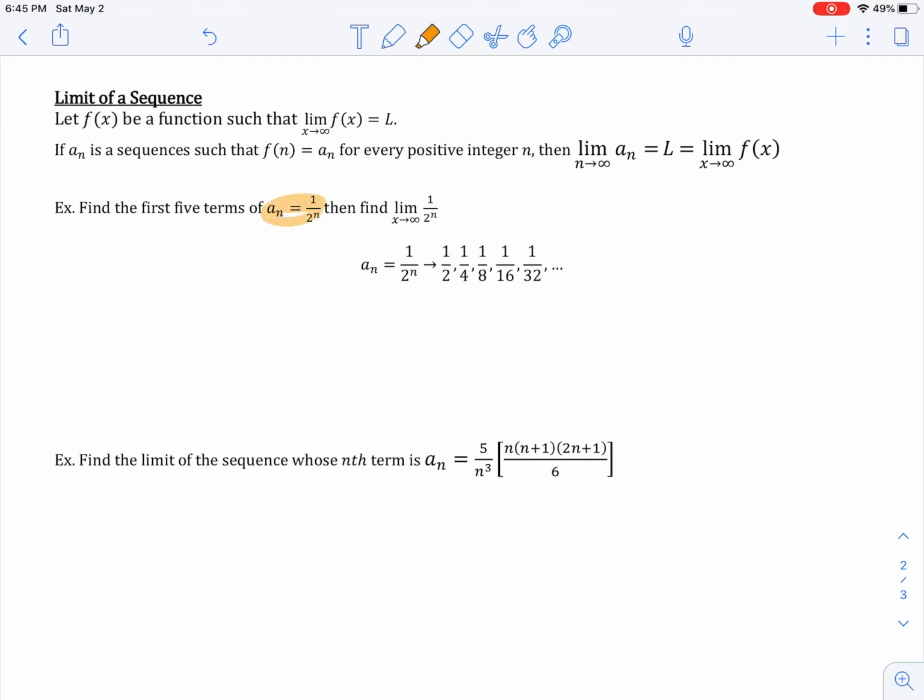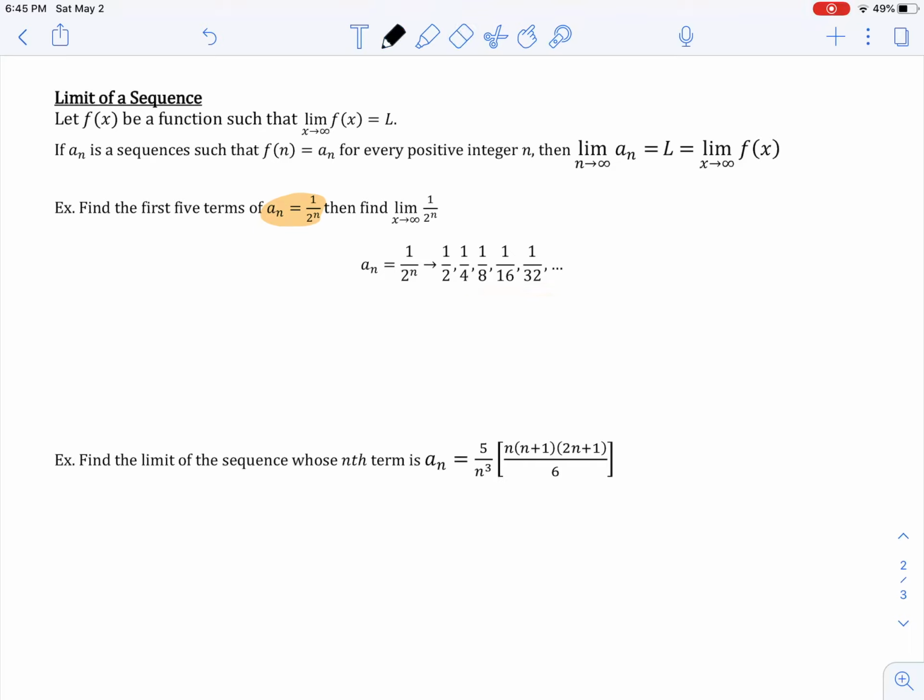Suppose you have some sequence, and that sequence is defined by a sub n here. Okay, so there's your sequence. Now, if it's defined as 1 over 2 to the n, what does that sequence look like? Well, I've written it out for you. When n is equal to 1, I've got 1/2. When n is equal to 2, I've got 1 over 4. When n is equal to 3, I've got 1 over 8, and so on. You get the idea, right?